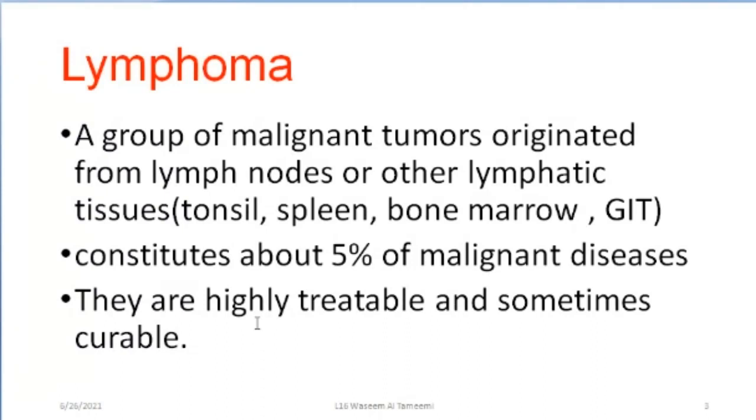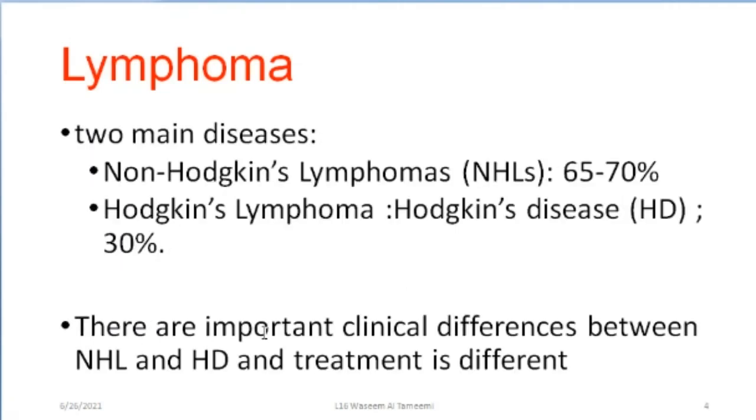Lymphoma, although it is a malignant, but with the advancement of treatment, they are highly treatable and sometimes it is curable. مثلا بالهوتشكين lymphoma, it is now it had been labeled as a Hodgkin disease, but there is a high chance of a cure. And most of the patients, young people, developed Hodgkin lymphoma. So it is highly treatable and even chance of a cure.